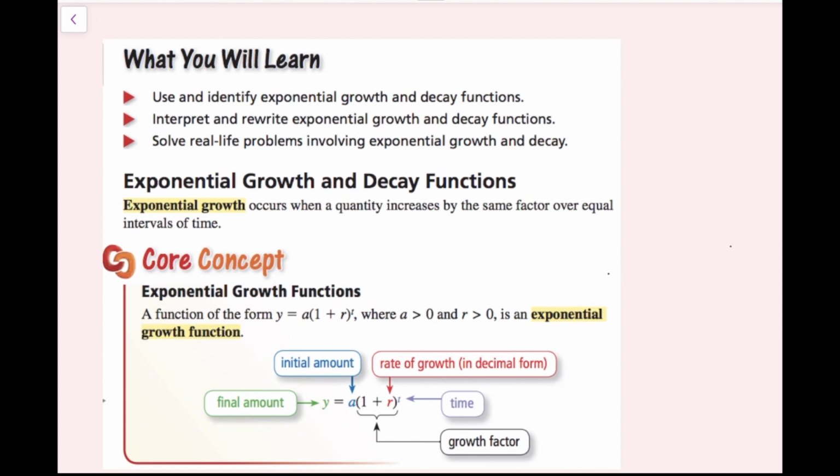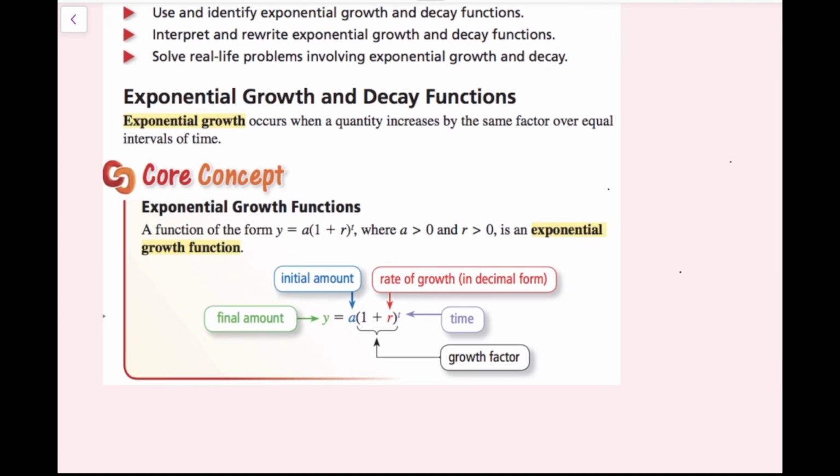In this lesson, we're going to use and identify exponential growth and decay functions, interpret and rewrite exponential growth and decay functions, and solve real-life problems involving exponential growth and decay. Exponential growth occurs when a quantity increases by the same factor over equal intervals of time.